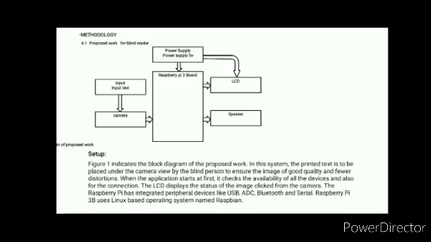When the application starts, at first it checks the availability of all the devices and also the connections. The LCD displays the status of the image clicked from the camera, and the Raspberry Pi has integrated peripheral devices like USB, IDC, Bluetooth and serial. Raspberry Pi 3B uses a Linux-based operating system named Raspbian.